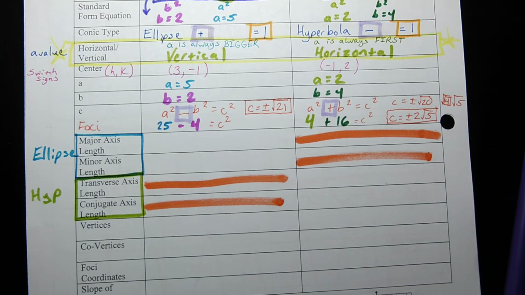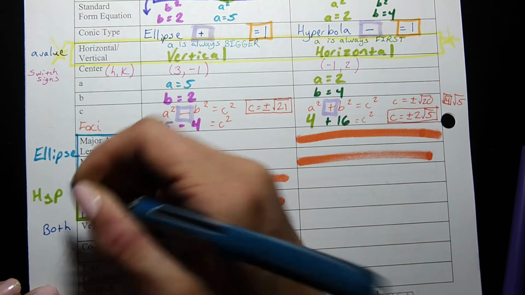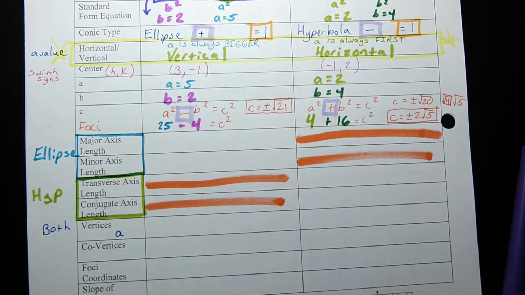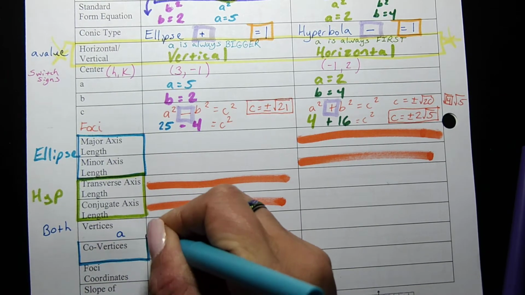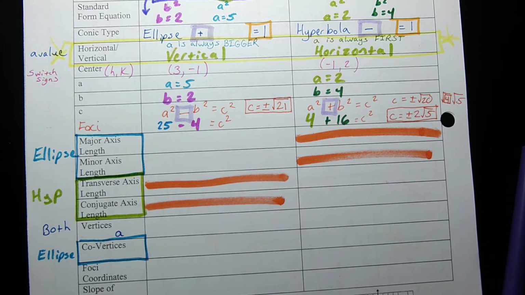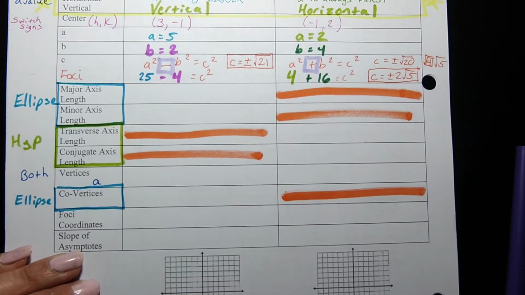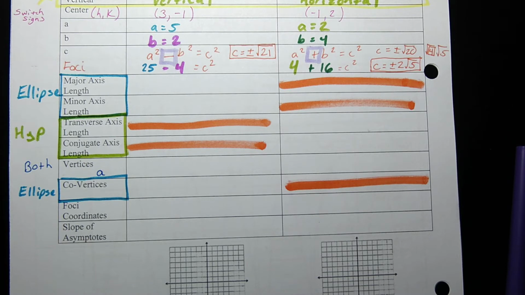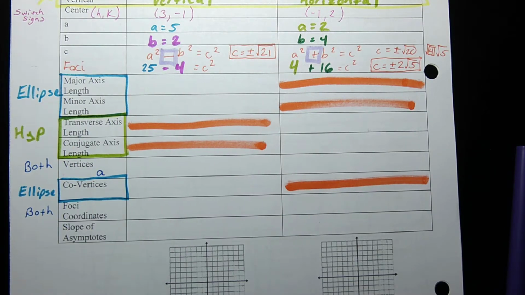Who's got vertices? Both of them do. And the vertices come from the a value for both of them. Who's got covertices? Just the ellipse. Very good. Hyperbolas have those endpoints which aren't very useful to us, so only the ellipse has the covertices. Who's got foci? Both. And those both come from the c value.